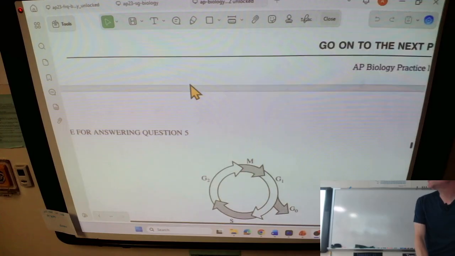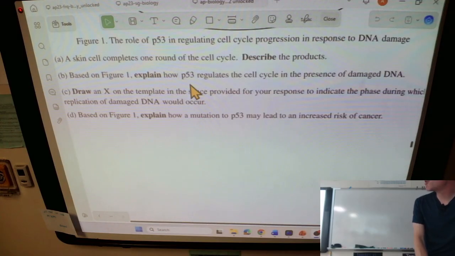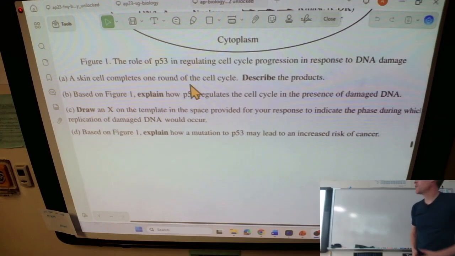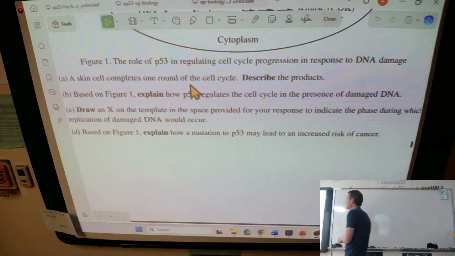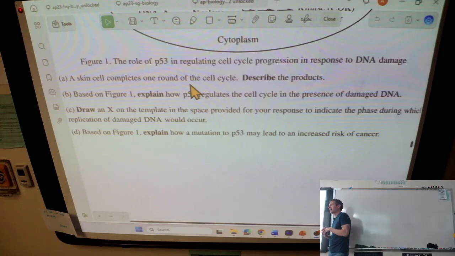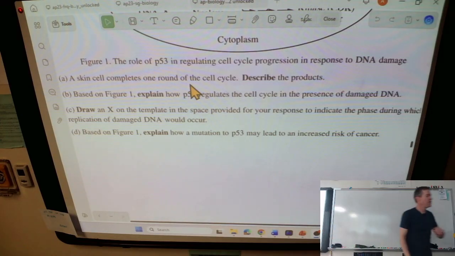And I think we had one more. Part D. Based on the figure, explain how a P53 mutation may lead to an increased risk of cancer. Anybody want to take a crack at that one? Especially if you don't normally talk.